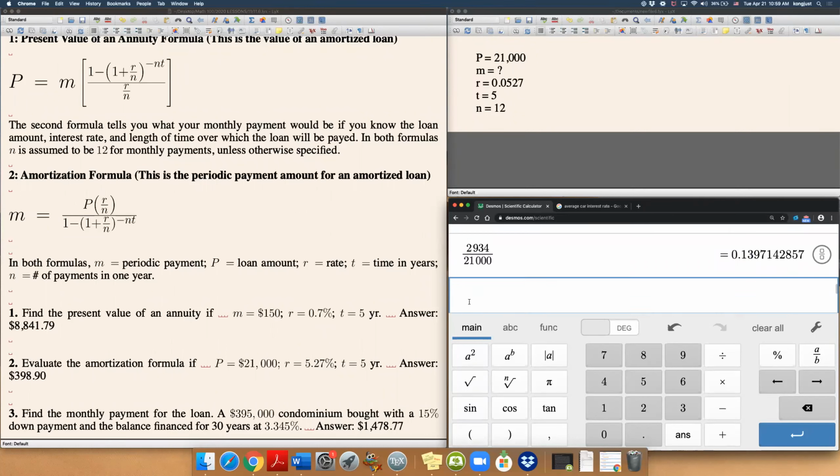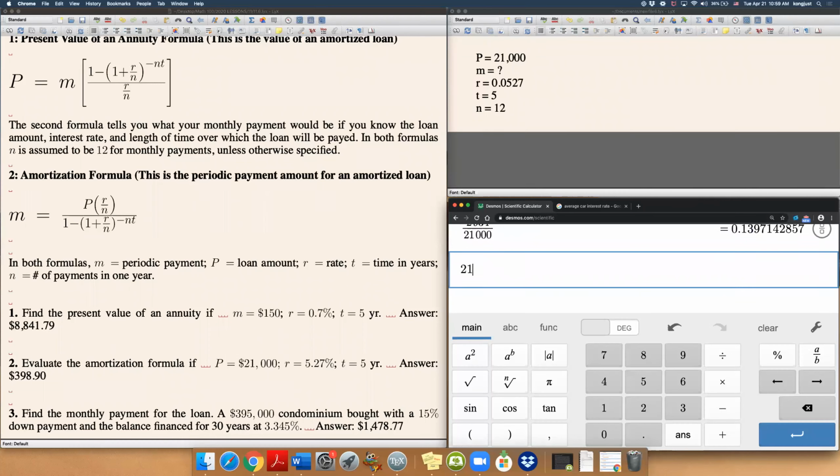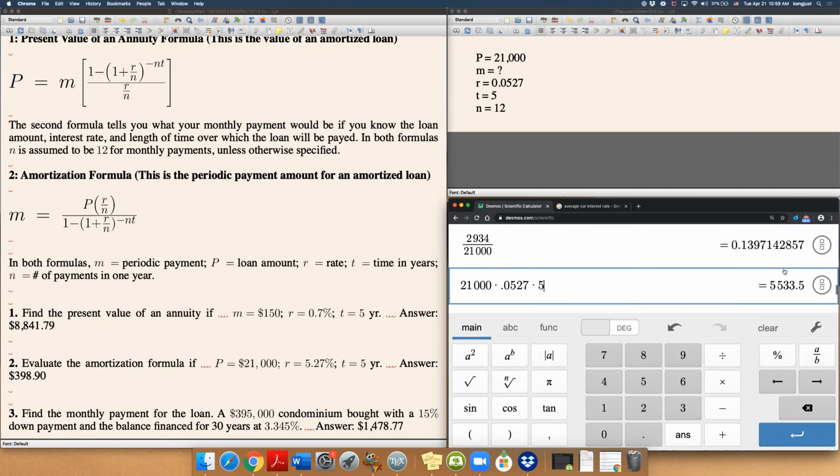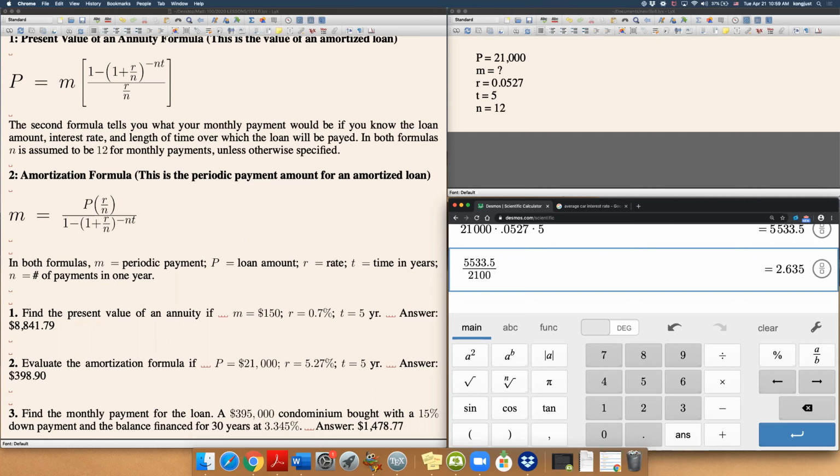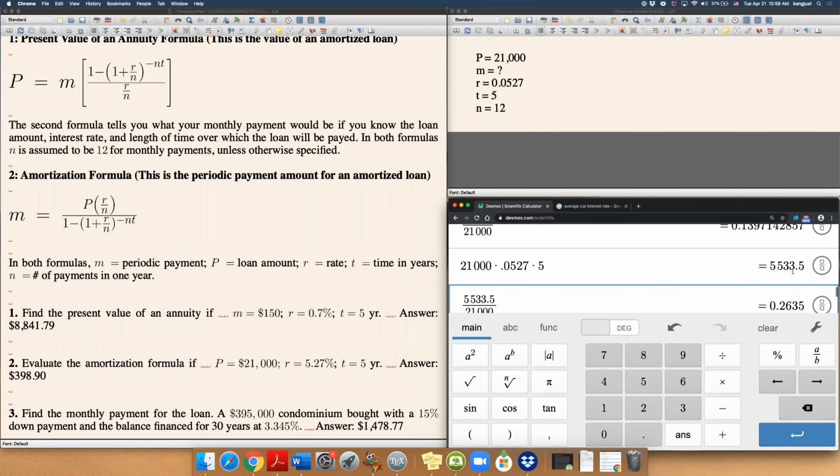And just to remind you, what if it was simple add-on interest? Simple add-on interest would have been the 21,000 times the interest, 0.0527, times the number of years, which would have come out to 5,533. So that would have been a lot worse. 5,533.5 divided by 21,000 is 26%, as opposed to about 14%.